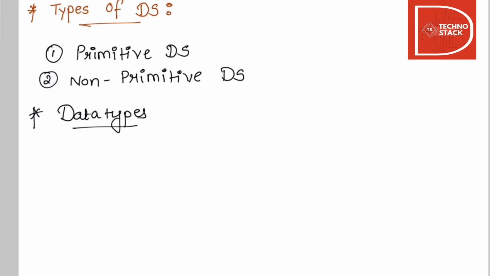Data types. A particular kind of data item as defined by the values it can take, the programming language used, or the operations that can be performed is known as a data type. So you can note down the definition, I'll repeat it again. A particular kind of data item as defined by the values it can take, the programming language used, or the operations that can be performed on it is known as a data type.